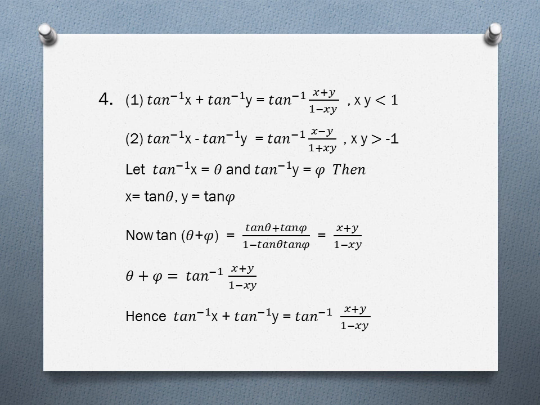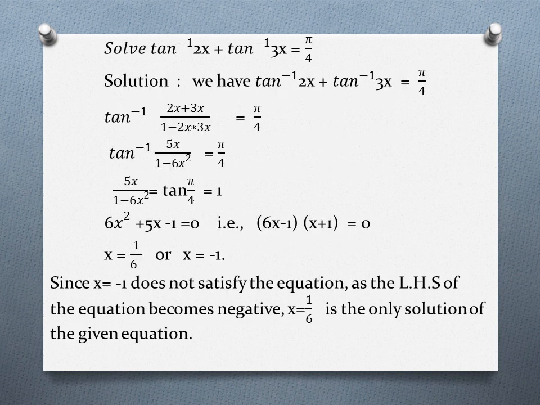First result, I am going to prove it. Let tan inverse of x be equal to theta and tan inverse of y be equal to phi. Then x is equal to tan theta and y is equal to tan phi. Now if I apply the tan a plus b formula, tan of theta plus phi is equal to tan theta plus tan phi divided by 1 minus tan theta tan phi, which is equal to x plus y divided by 1 minus xy. So theta plus phi is equal to tan inverse of x plus y divided by 1 minus xy. Therefore, the formula is tan inverse of x plus tan inverse of y is equal to tan inverse of x plus y divided by 1 minus xy.